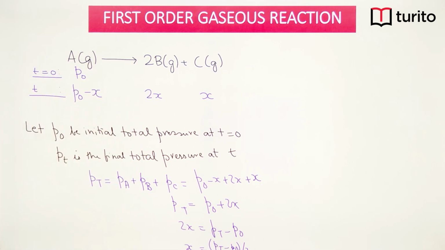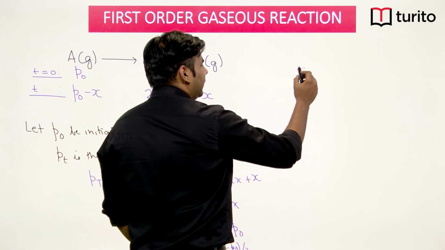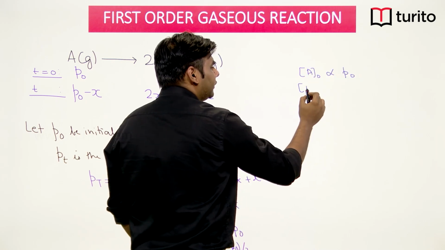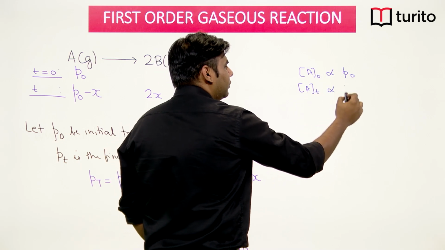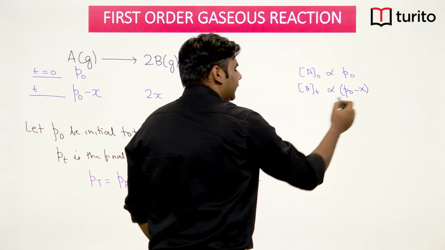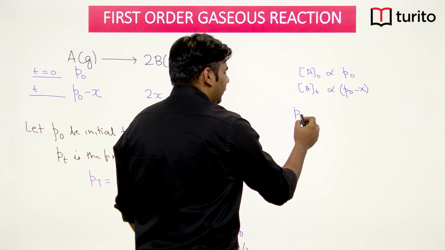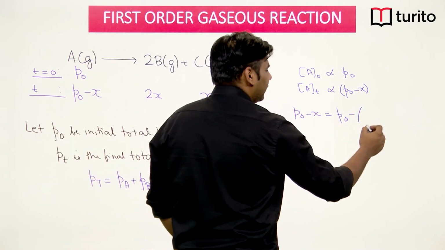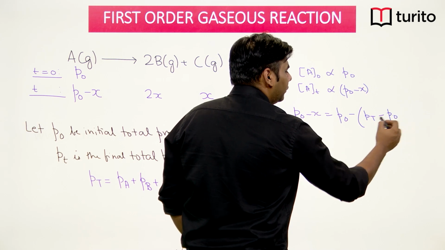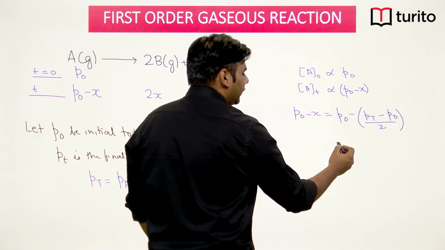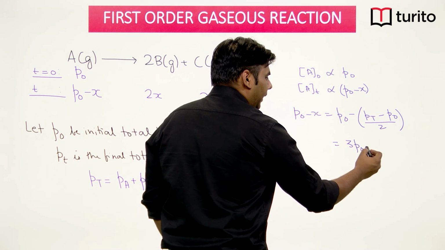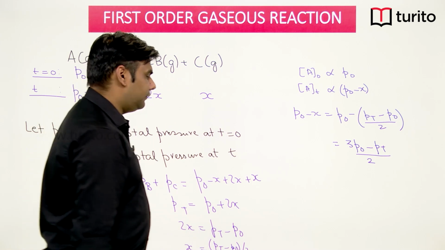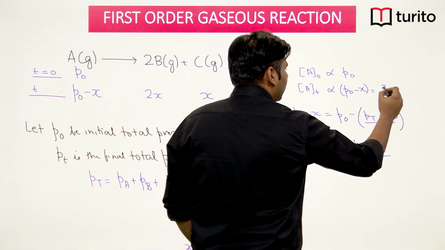We are interested in the initial concentration, which is proportional to P naught, and the final concentration, which is proportional to P naught minus x. Now P naught minus x, with x as Pt minus P naught by 2, if we take the 2 over there, we will be left with 3 P naught minus Pt upon 2. So At is proportional to P naught minus x, which is 3 P naught minus Pt by 2.